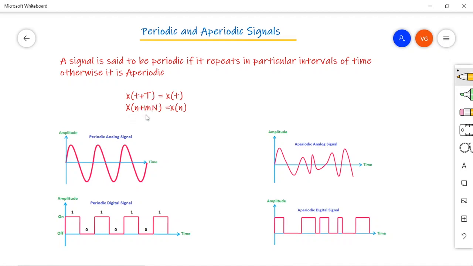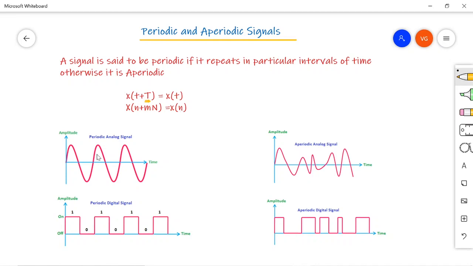Similarly, x of n plus mN should be equal to x of n again for a discrete time signal. Here, this capital T is called the fundamental time period. This is the smallest integer. So, after every T interval of time, the signal has to repeat. Then such type of signals we call periodic signals. See here, this is the signal that is repeated again and again.